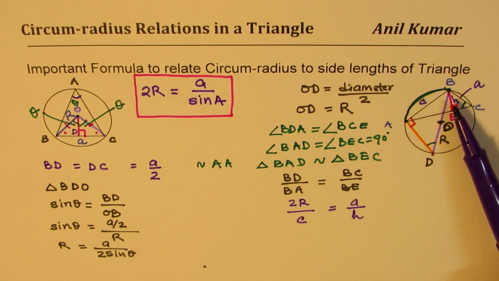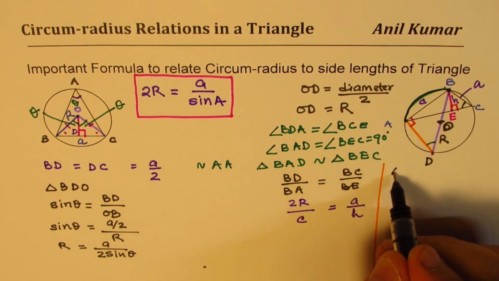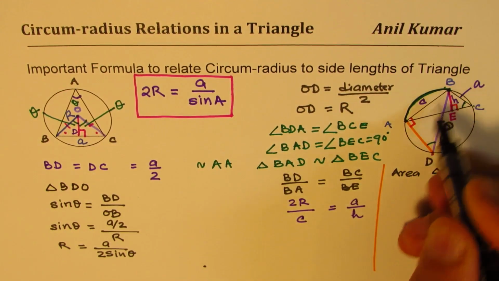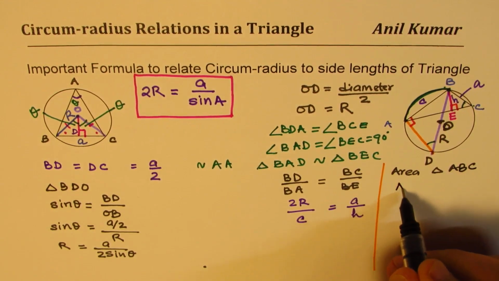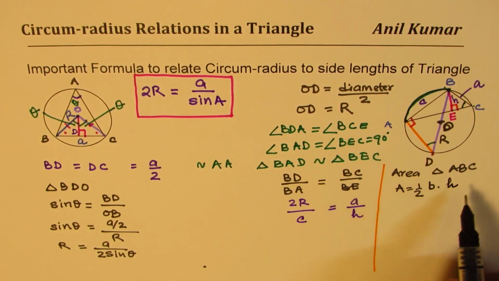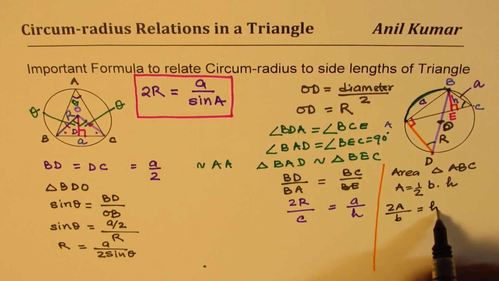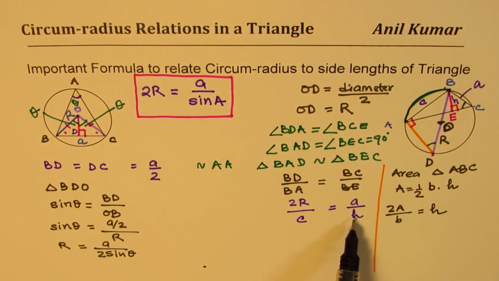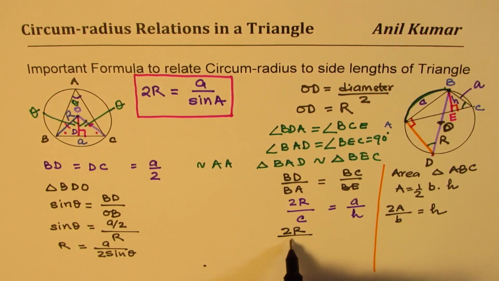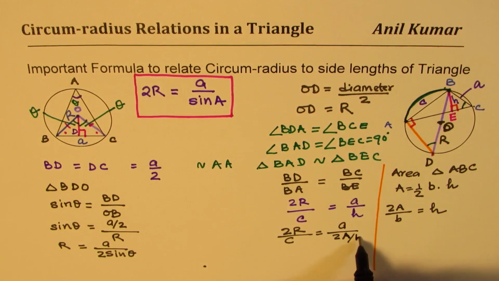Now, this height H we can relate with the area of the triangle, correct? So for the triangle ABC, what is the area? The area A is half of base AC, which is b, times height H. So from here, I can write that height is 2A divided by b. Now replacing that height in this formula, what do we get? We get 2R over c equals a over, instead of height, twice the area over b. Correct?